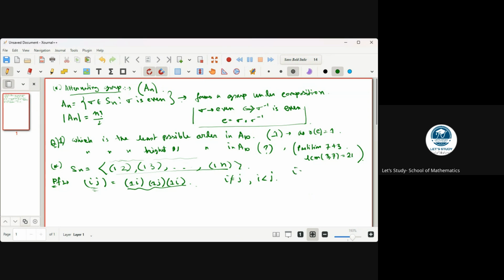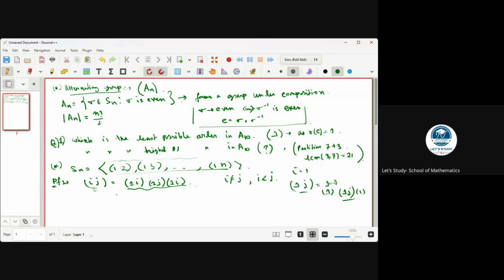But if i equals 1, you are writing (1 j), right? Then this is like (1) and (1 i), so this is nothing but the single 1. And this is (1 j), and this is (1 i), just single 1. So (i j) equals (i j). It's trivially satisfied. And same case for j.